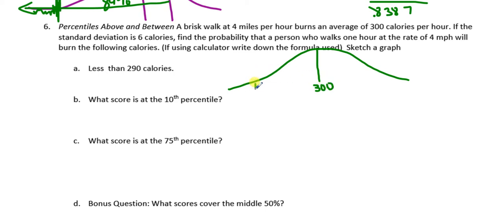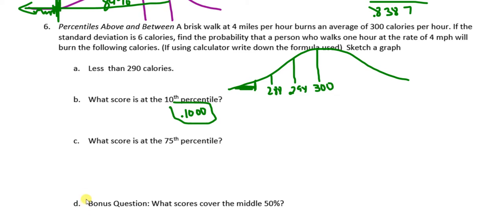What score is at the 10th percentile? With a mean of 300 and standard deviation 6, one, two, three standard deviations would be 294, and it's down here a ways, 288. So for the 10th percentile, we're going to look it up on the table, the closest number we can find to 0.1000.